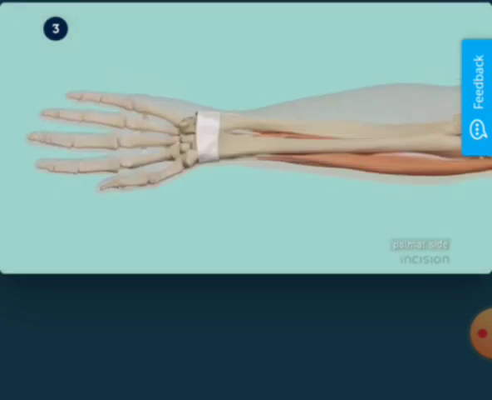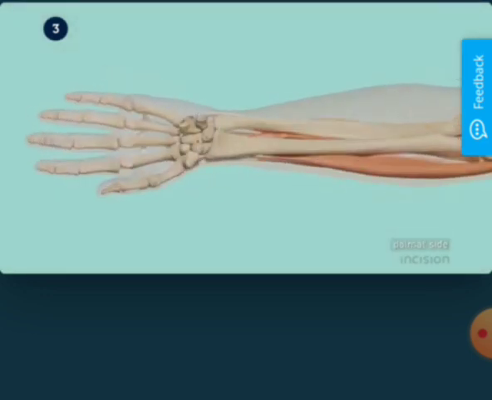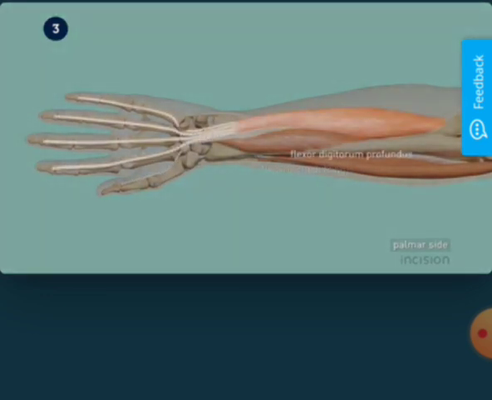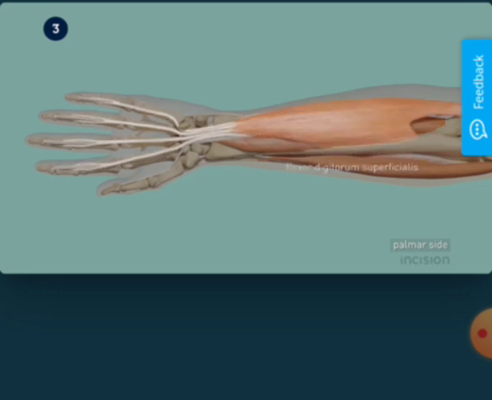The flexor muscles run at the palmar aspect of the wrist. The flexor pollicis longus primarily flexes the thumb. The flexor digitorum profundus and the flexor digitorum superficialis perform flexion of the wrist and phalanges.